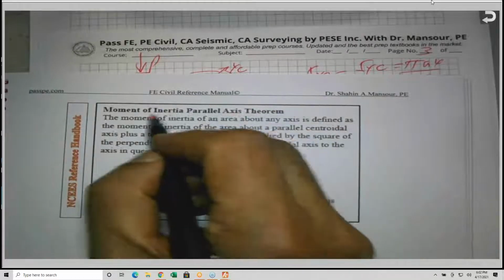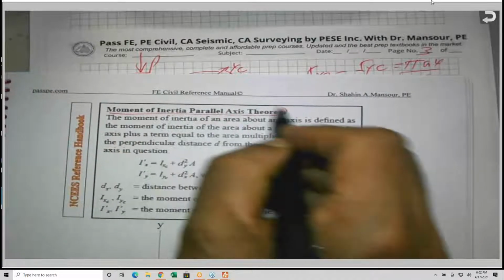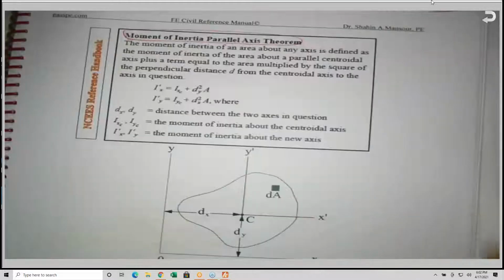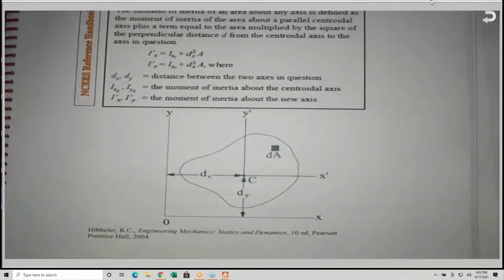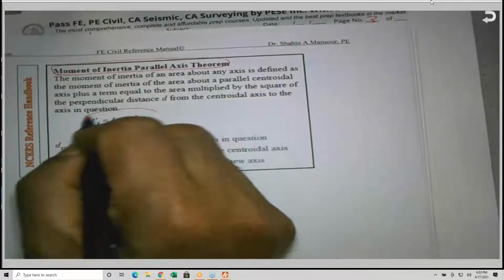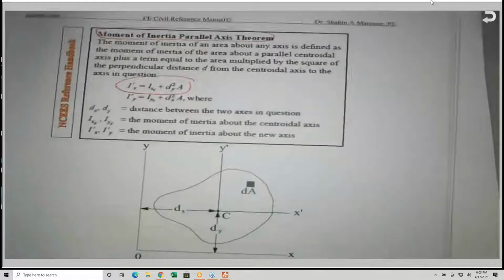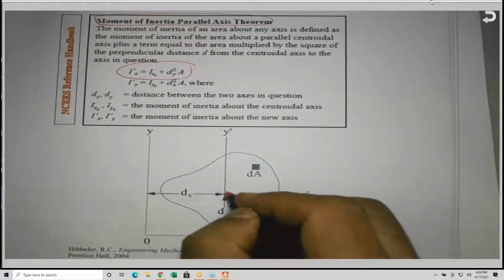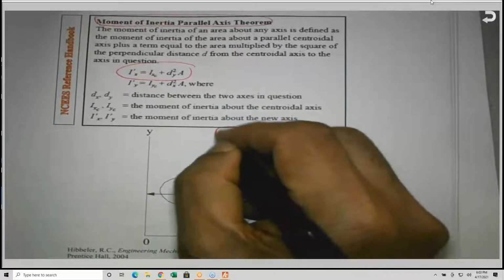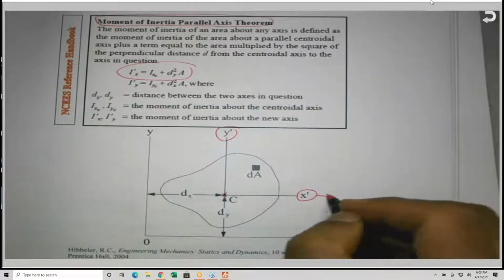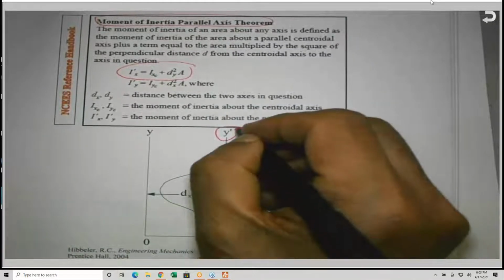Moment of inertia, parallel axis theorem. They are using this illustration, and they are using this equation. This is a centroid, and this is, he calls it X prime and Y prime. Unfortunately, no, this is supposed to be XC and YC to be consistent, but they call it X prime, Y prime.